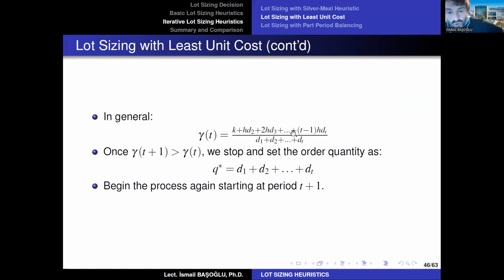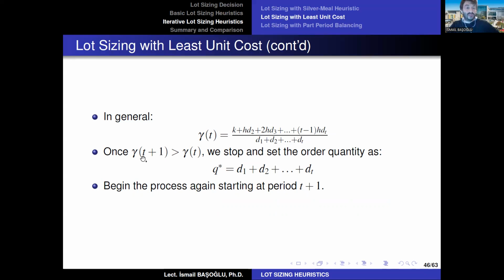If I'm going to carry some portion of my order to meet the demand in the T period, then I need to carry that portion for T minus 1 periods. So I'm multiplying this with my unit inventory carrying cost for 1 period, with T minus 1 and dt. The total cost will be divided by the total demand spent by that order.